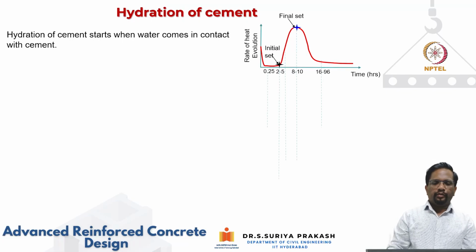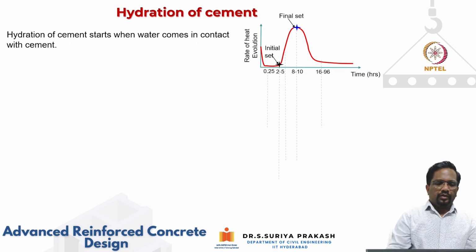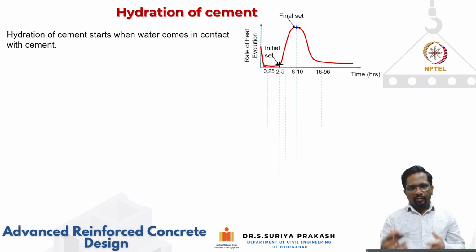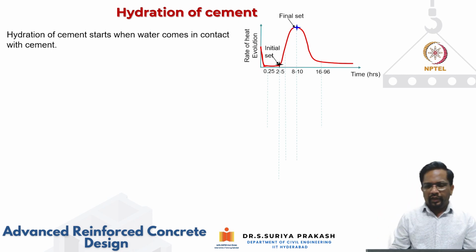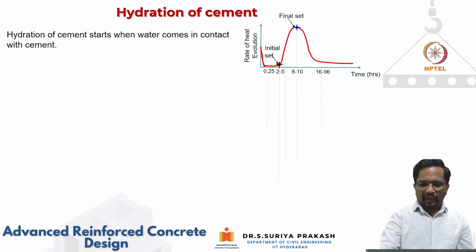Right. So now let's briefly talk again, in detail, about what actually happens during the hydration process. As we discussed before, the moment the cement particle comes in contact with water, the hydration process starts, and initially you will have a very rapid heat evolution, and then there will be a dormant period. That helps us in mixing and placing the concrete, and then you have the initial setting time, initial setting.